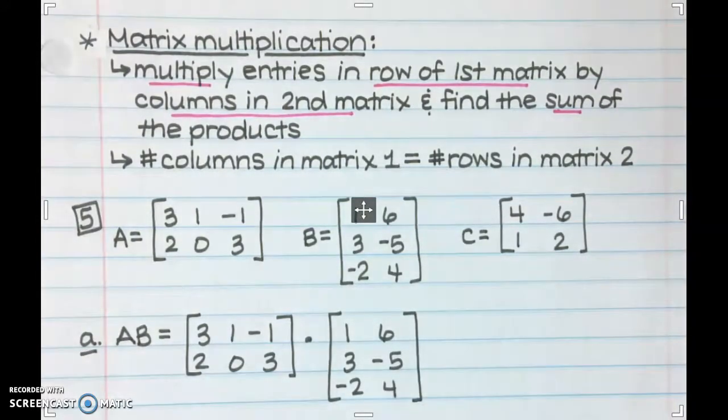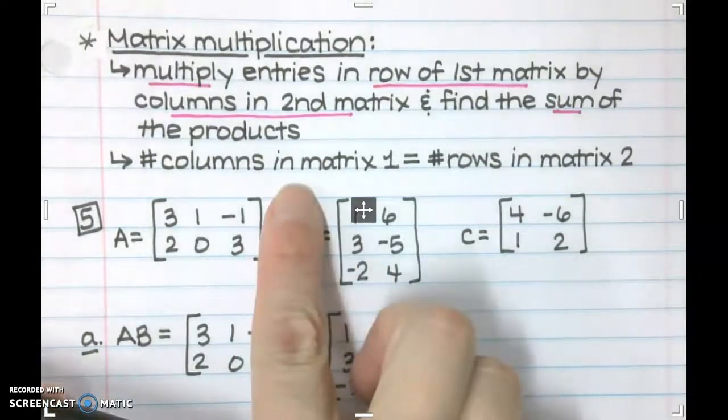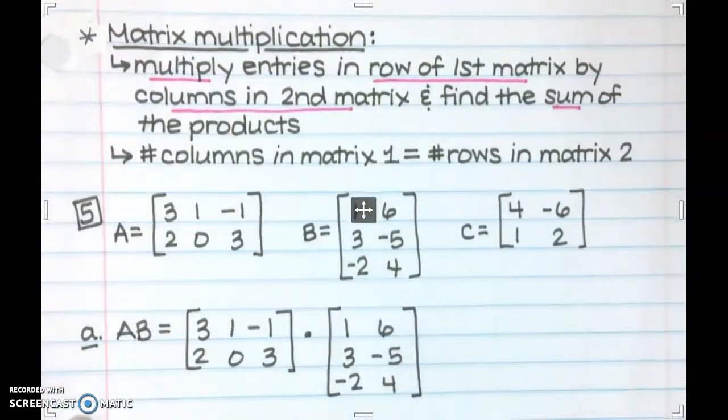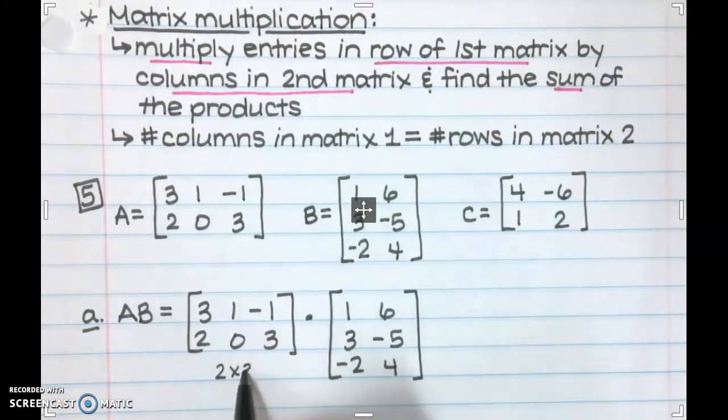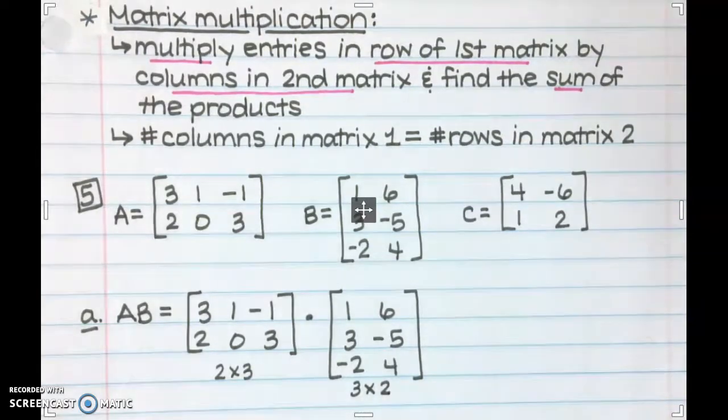Okay, so first thing I need to check is whether the number of columns in matrix 1 is the same as the number of rows in matrix 2. So this is 2 rows by 3 columns. This is 3 rows by 2 columns. So the first thing we're checking is that the number of columns matches the number of rows. And it does, so we're okay. We should be able to perform this multiplication.